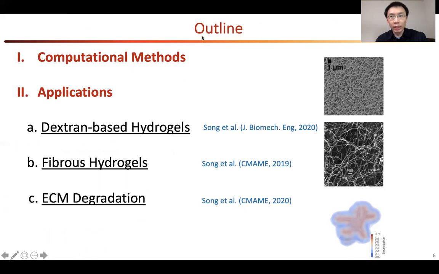So this is the outline of my talk. First, I'm going to talk about the computational method, and then I'm going to show you 3 applications of our method. I'm going to show you how we can recover tractions in dextran-based hydrogels and fibrous gels. And in these 2 cases, I'm going to focus on scenarios where the degradation is not very important. And finally, I'm going to show you how we can handle matrix degradation.